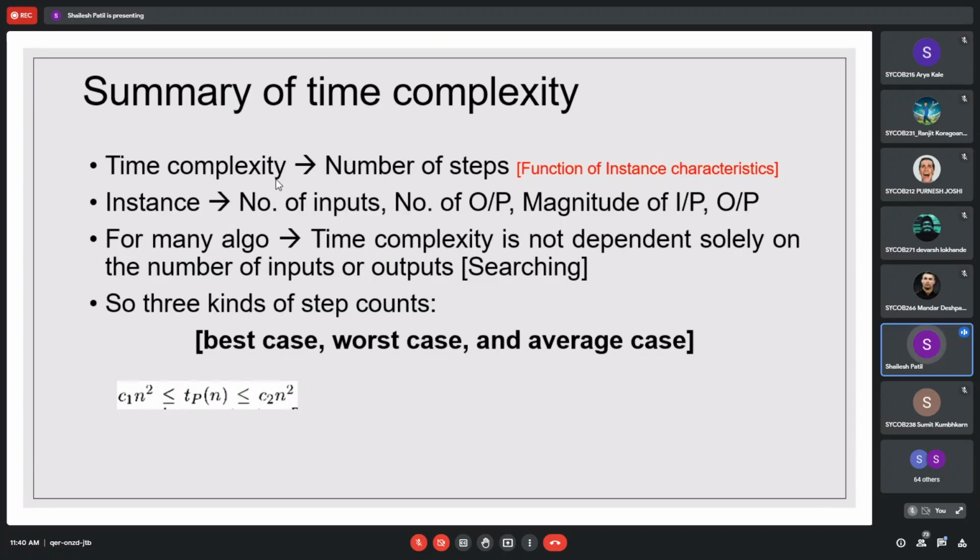So that we have seen. There are 3 things we have to consider. One is the best case complexity, second is the worst case complexity, and third is the average case complexity. So the agenda of today's lecture is to see how exactly we calculate the best case, what exactly is meant by best case, what exactly is meant by worst case, and what exactly is meant by average case.